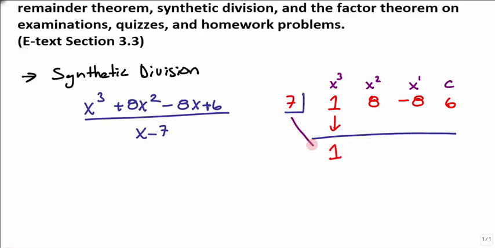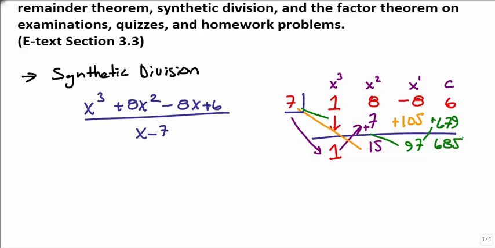Then I multiply the 7 times the 1 and bring it up, and then I add 8 plus 7 to get 15, so I add down. And then I do the same thing again. I take 7 times 15, which is 105. And then I add down, and I have 105 minus 8, which leaves us with 97. And then I multiply again, 7 times 97. 7 times 97 is 679, and that value will go up here. And then my final step, I add down one more time, and I end up with 685.